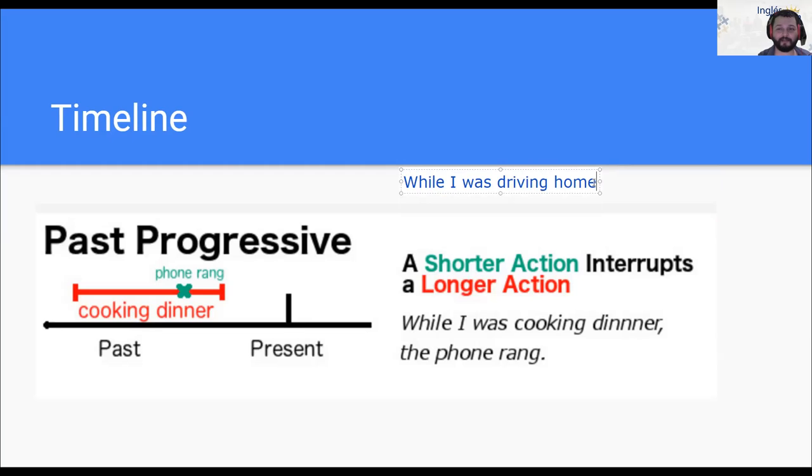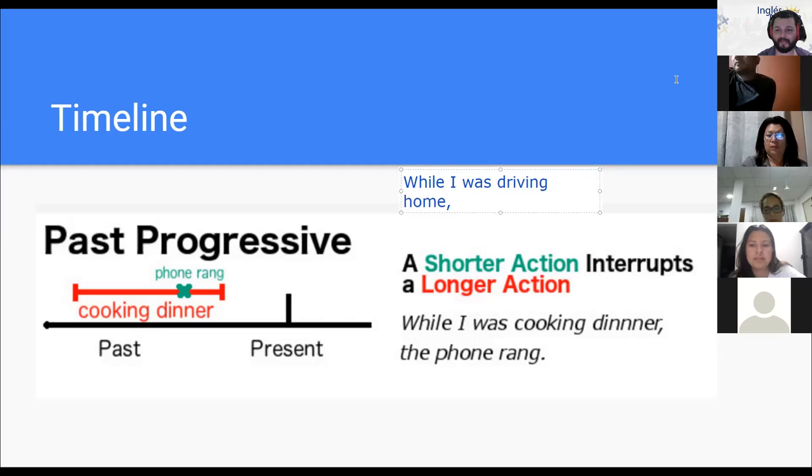Guys, what do we use for interrupted actions? Everybody. Simple past. Simple past, right? While I was driving home, comma. I don't know. Maylin, simple past. You don't know sentences in simple past? Pasado simple? Yes, but I don't know in this moment. Okay, change the example then. Cambia el ejemplo. Give me another one.